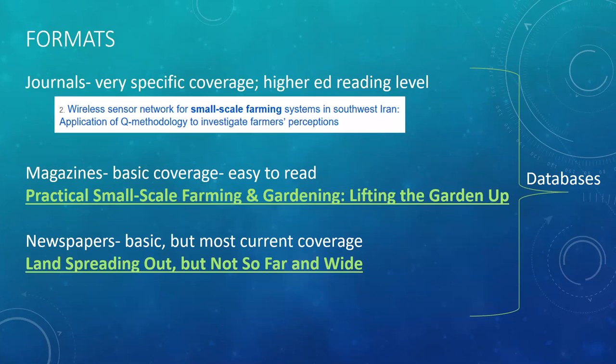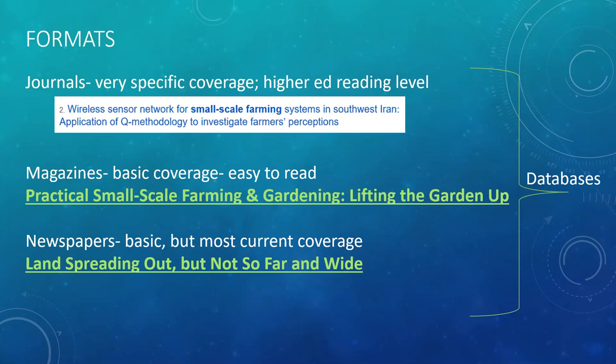Journals tend to be very specific and they're also written at a much higher reading level. A journal article is going to assume that you know the jargon in the field that you're researching and that you're reading at a college level. The journal article that I found was Wireless Sensor Network for Small-Scale Farming Systems in Southwest Iran, Application of Q Methodology to Investigate Farmers' Perceptions. That gives me a headache just reading that sentence to you. And it gives you a very good idea of how specific journal articles can be. So if you're trying to figure out just the basics of what is small-scale farming, a journal is not going to be a good place to start because it's diving pretty heavily into the topic.